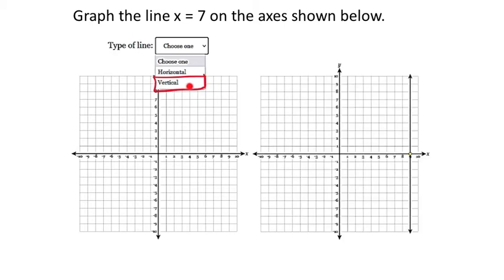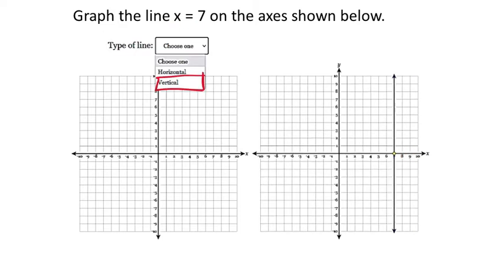So since we've chosen that it's vertical, which it is, all it does is pop up this line right here, and you can see this little yellow dot right here. You just got to click and drag it to where it should be, and that's where x is 7, right? So you're just going to drag this over to 7, and then you end up with something like this.